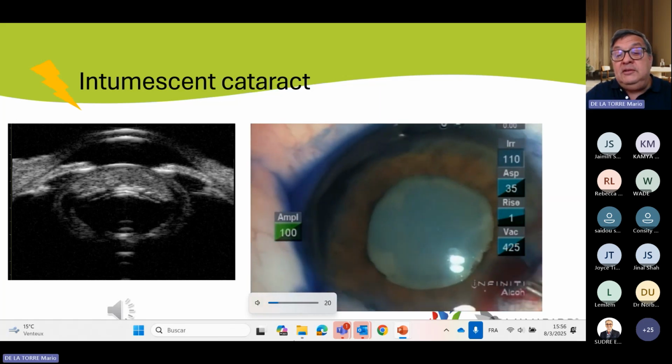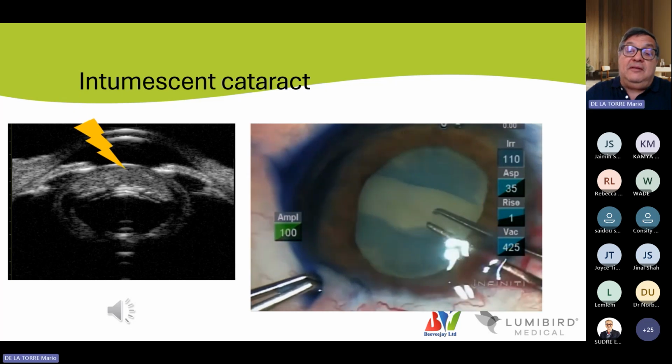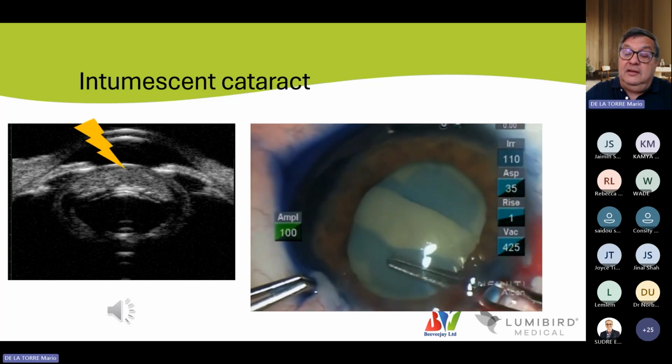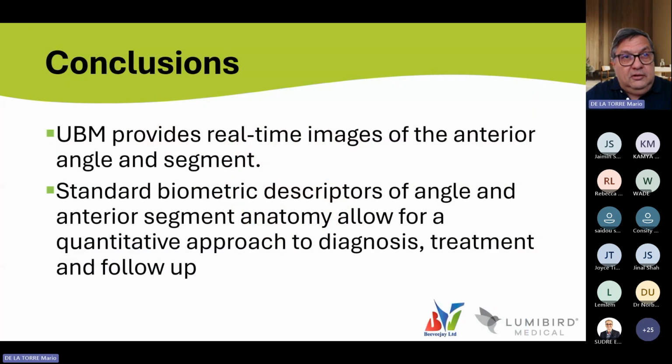Look, you enter, then you make the capsular apheresis, try to do it, and you get the Argentinian flag. That is nice to see, the Argentinian flag, but not in the operation room. In conclusion, we still have 4 minutes, but I will use less than 1.